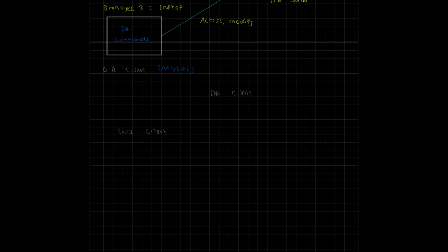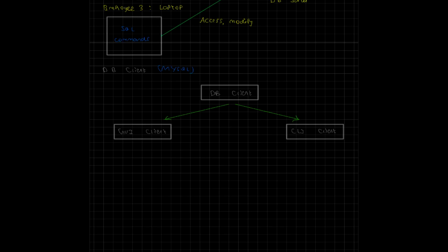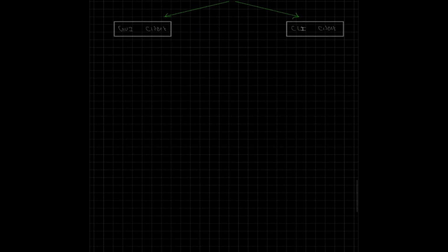If we take types, there are 2 types. The first one is GUI client and the second one is CLI client. First we will see about GUI client and then we will see about CLI client. GUI means graphical user interface, and CLI means command line interface.